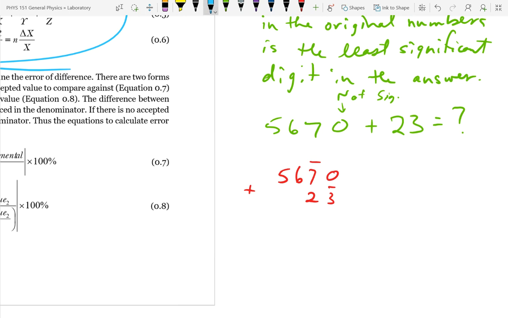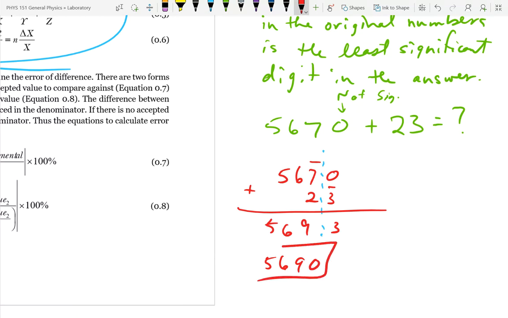So I just draw myself a little dashed line here that's separating my significant from non-significant. And so everything that's on the left of that divider is significant. Things on the right are not significant because that 0 is not significant. So what is the correct answer to this addition? It's 5690 because that 3 was not significant.